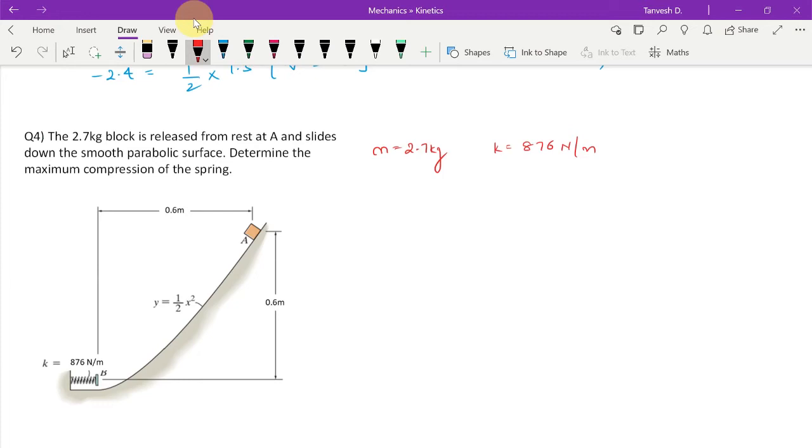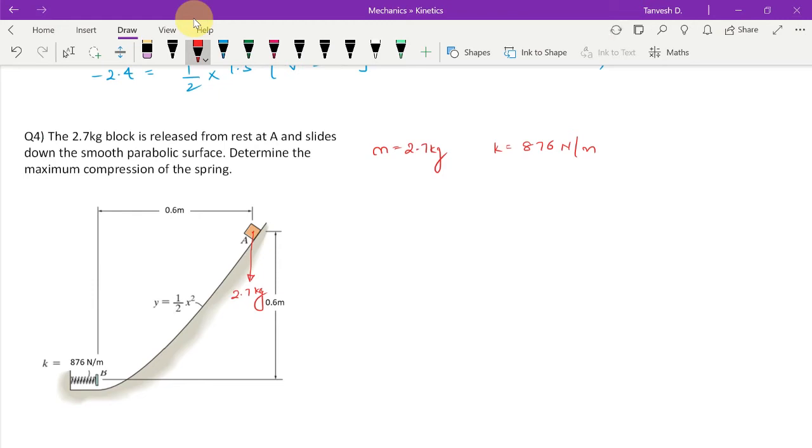Now you need to understand what forces are acting here. And see, this is a smooth parabolic surface, so there is no frictional force which is going to act, and the normal force which is there, as we know that normal force does not cause any work, so no work is done by the normal force. Hence the only force that we are concerned here is the downward acting weight or mass, 2.7 kg, which is acting here, right? And this is what is going to cause the motion, right?